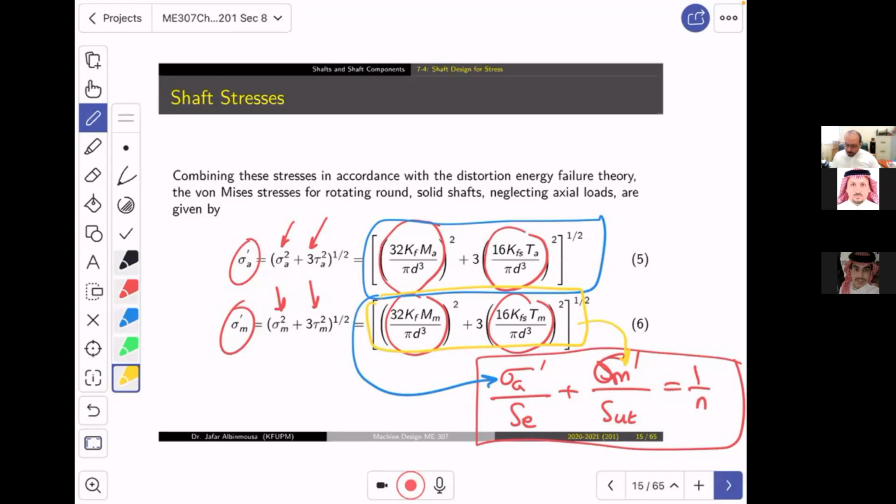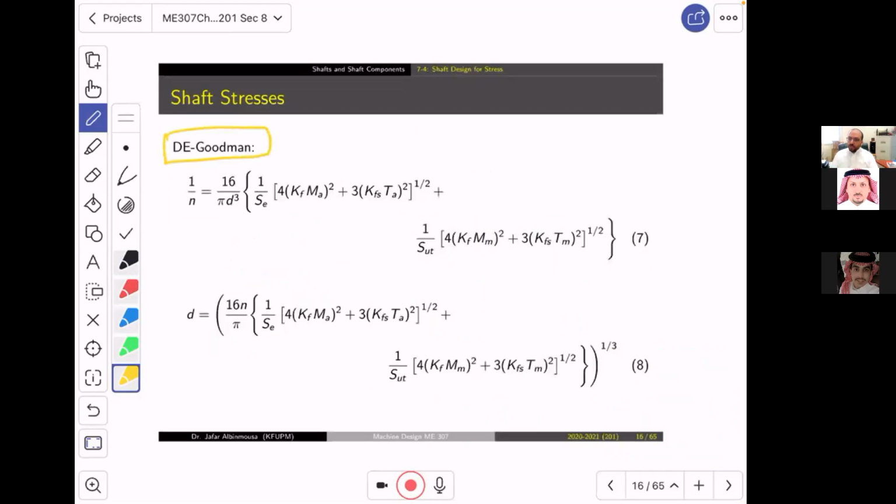This equation is called the distortion energy Goodman equation, or design equation for solid shaft. So someone, probably the author of the book, was very kind to rearrange this equation twice. One time to solve for 1 over n. So if you solve for 1 over n, what does this mean? Everything on the right-hand side, you plug it inside, you get 1 over n.